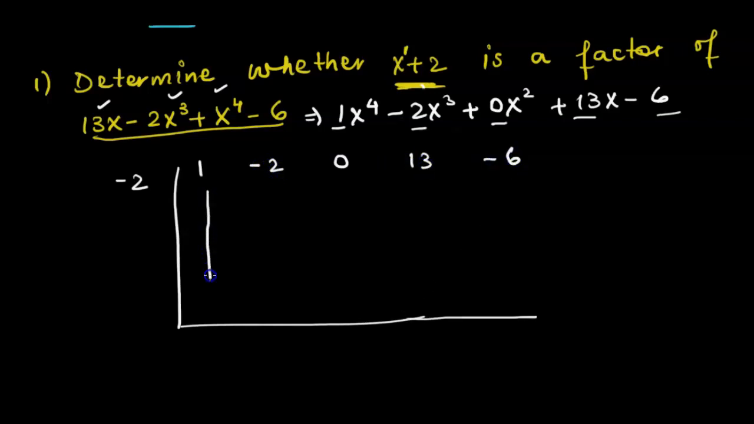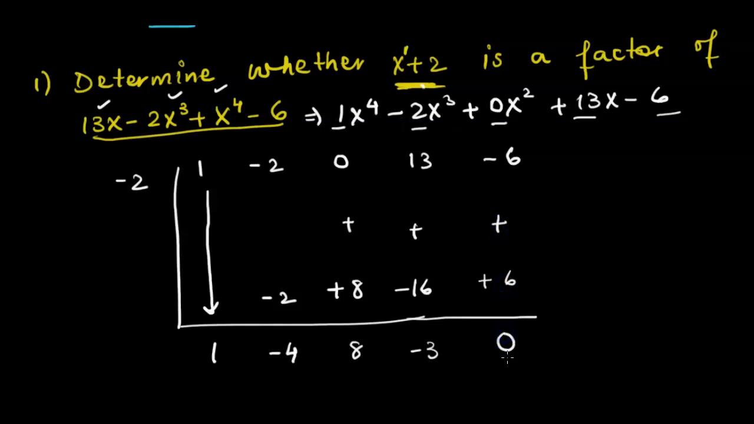Now the first number would come down as is. -2 multiplied by 1 is -2. We add these two up, we get -4. -2 multiplied by -4 is 8. We add these two up, 0 plus 8 is 8. -2 times 8 gives us -16. When we add 13 and -16, we get -3. -2 times -3 is a plus 6. -6 plus 6 gives us a 0 remainder.